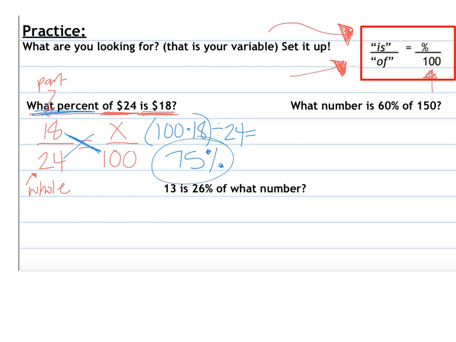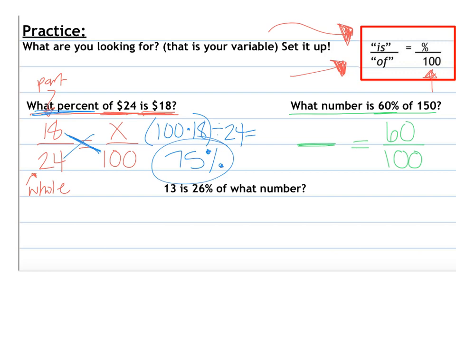All right, next one. What number is 60% of 150? So I'm going to set up my ratios, my proportion, and make them equal. Right away, I know I'm going to have a 100 on the bottom. And now I'm given 60%, so 60 out of 100, because the percent is always over 100. That's the first one I always set up, like I said, because that one's pretty easy.